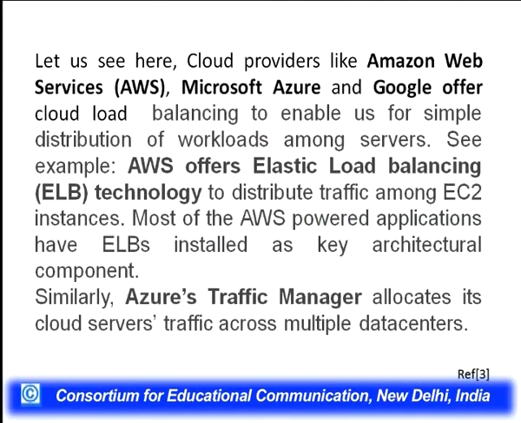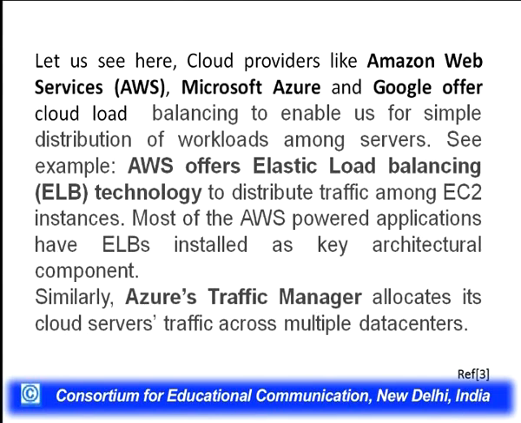Let us see that cloud providers like Amazon Web Services, Microsoft Azure and Google offer cloud load balancing to enable us to simply distribute workload among servers. So see one example: AWS offers Elastic Load Balancing, known as ELB technology, to distribute traffic among EC2 instances. Most AWS-powered applications have ELB installed as a key architectural component.